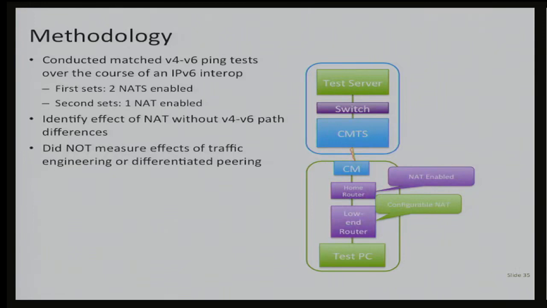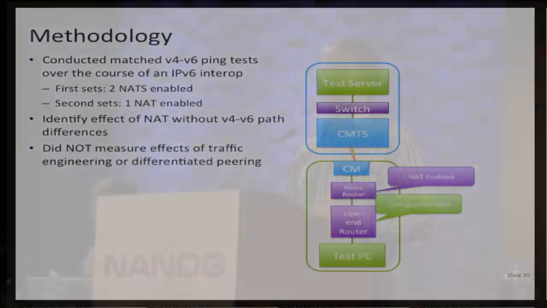And so we ran mashed IPv4 and IPv6 ping tests throughout the course of the interop. The first sets were with the 2 NATs enabled, and the second sets were with just the 1 NAT. And we did it this way instead of having the carrier-grade NAT in the core because we didn't want any path differences between V4 and V6. And we also did not measure the effects of traffic engineering or any peering. We kept it all contained within the lab.